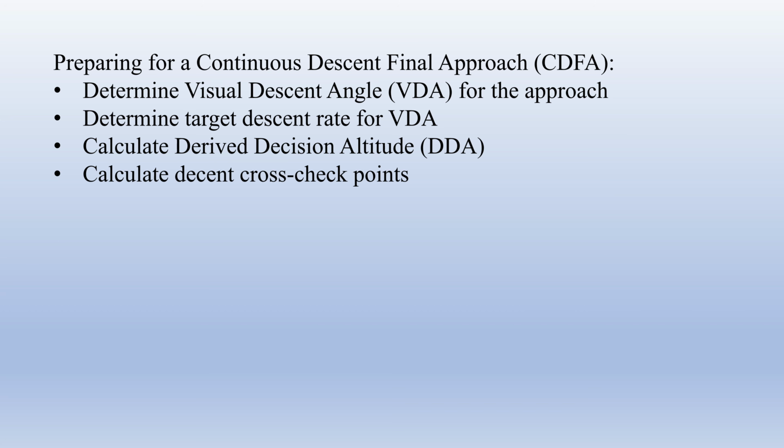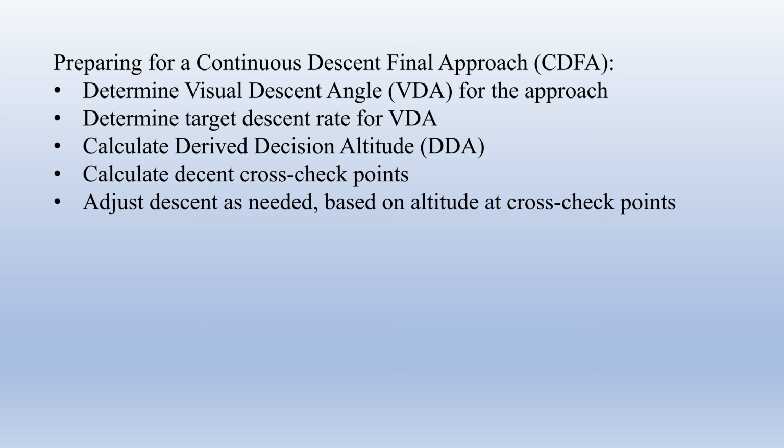Then you want to calculate descent cross checkpoints so you can see if you're high or low as you're coming down. And then you want to adjust your descent rate as needed as you're flying the approach based on the altitude that you cross each cross checkpoint at.